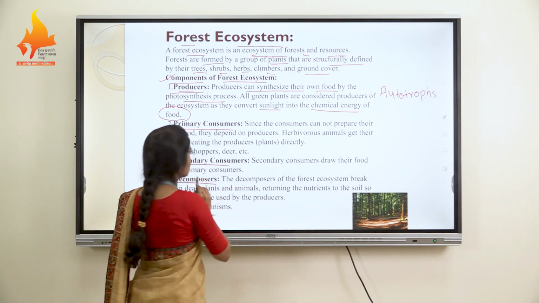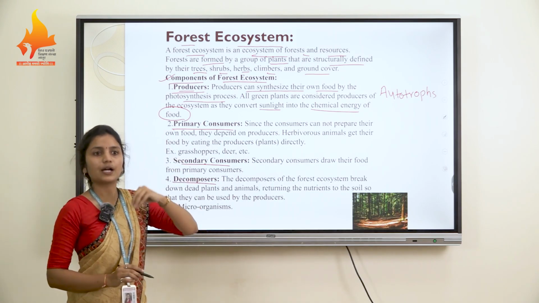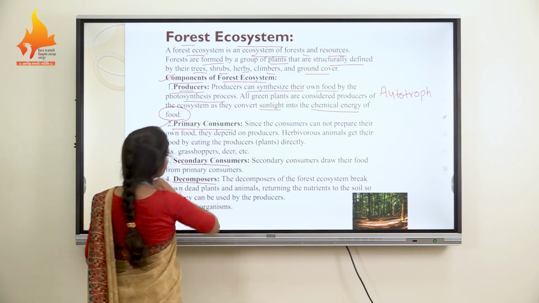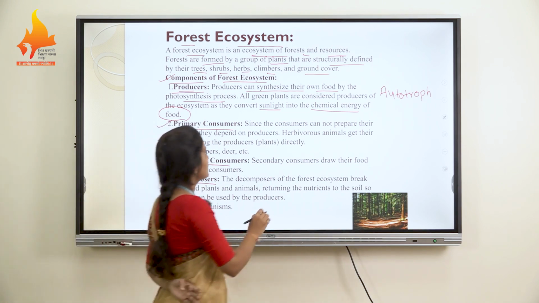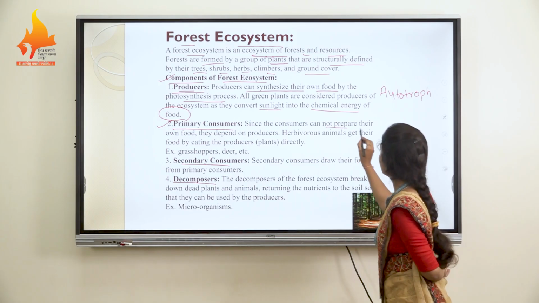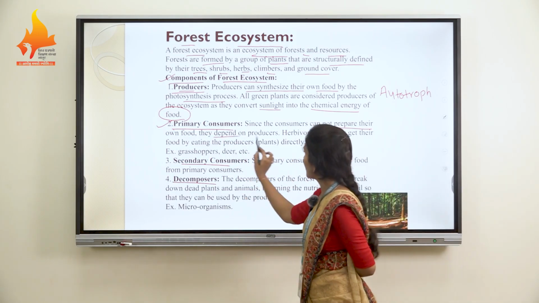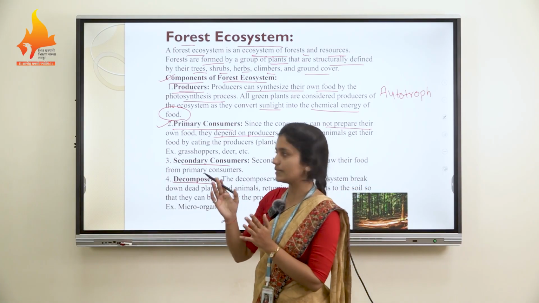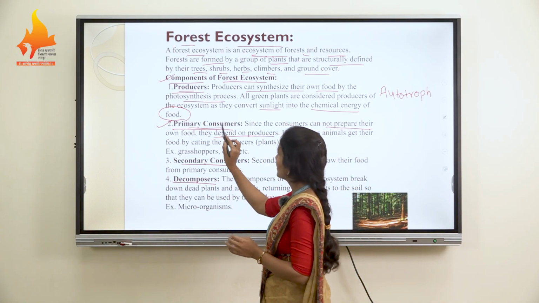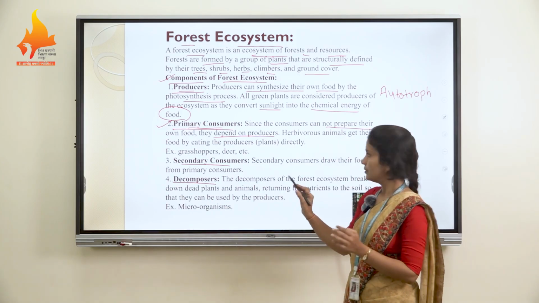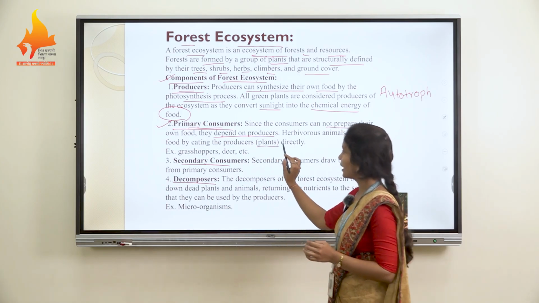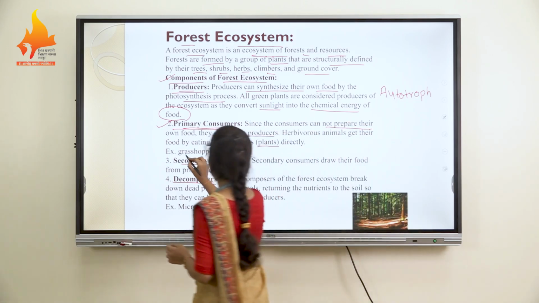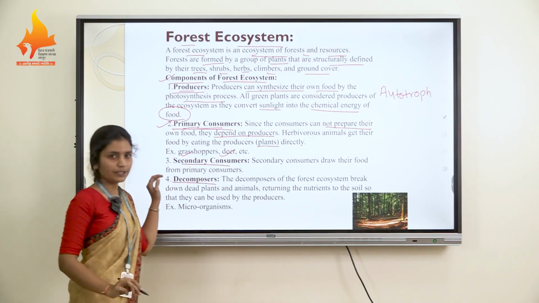Next, consumers. Consumer means an organism which depends upon other organisms. The first one is the primary consumer. What is a primary consumer? Consumers which do not prepare their own food and depend upon the producers, meaning they directly depend upon the plants. They are also called plant-eating organisms. These organisms are called primary consumers, for example, grasshopper and deer.